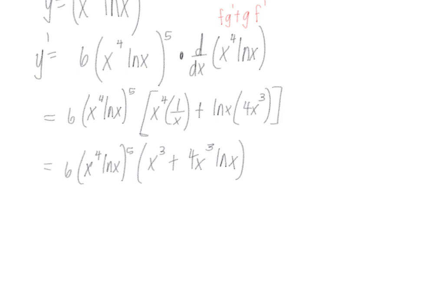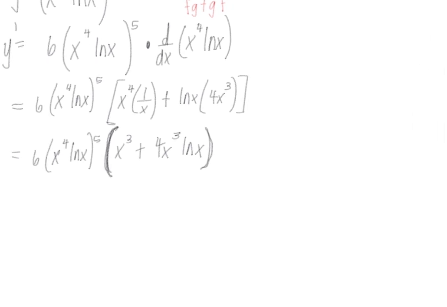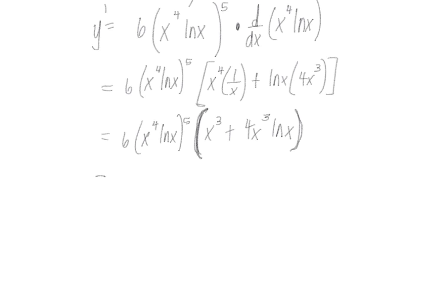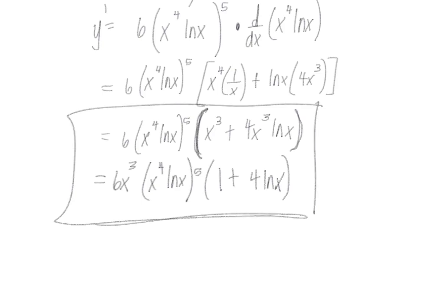I will right here, see this is to the first power, I will pull out a GCF of x cubed, and I'll put it up here with the 6. And when I pull out that GCF of x cubed, I would be left with 1 plus 4 natural log of x. But really, either of those answers are good.